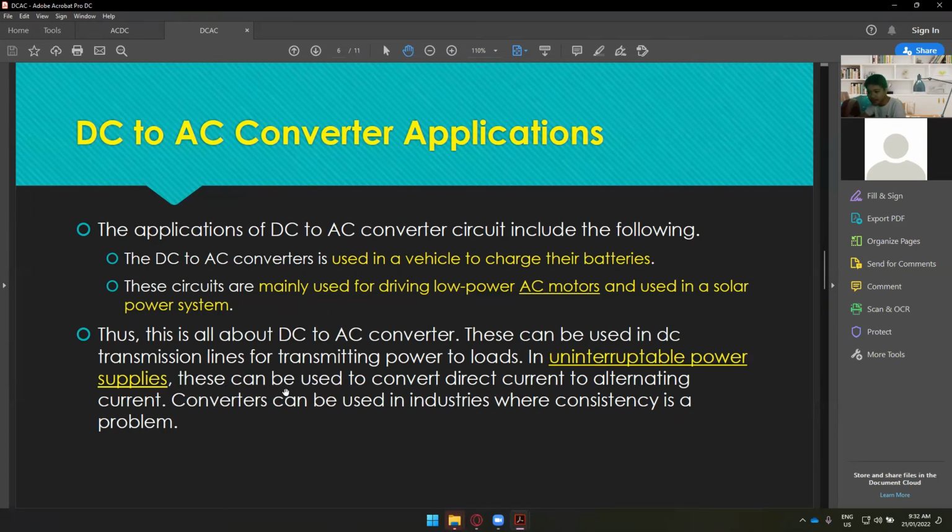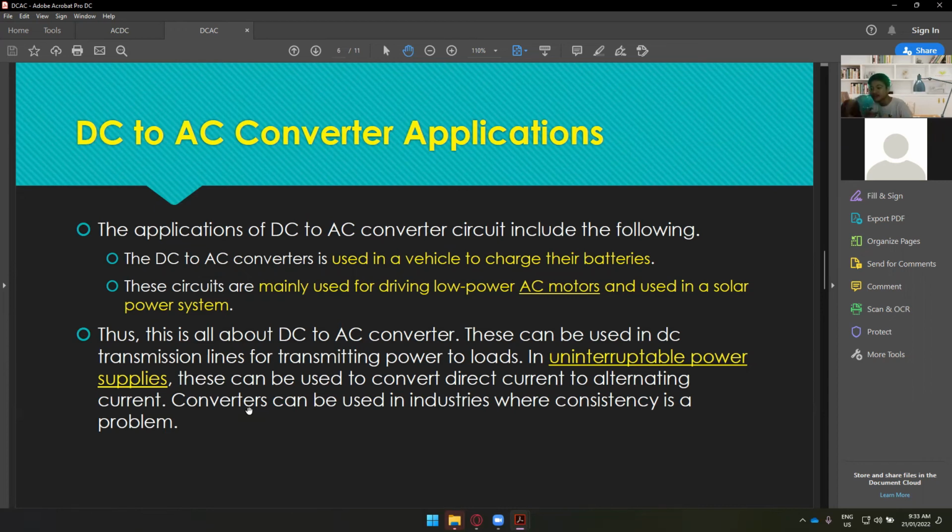This can be used to convert direct current to alternating current, and converters can be used in industries where consistency is a problem. If in your area the consistency of AC is a problem, like if you really need a consistent value of, let's say, negative 220 to 220, you can come up with your own machine or your own converter.